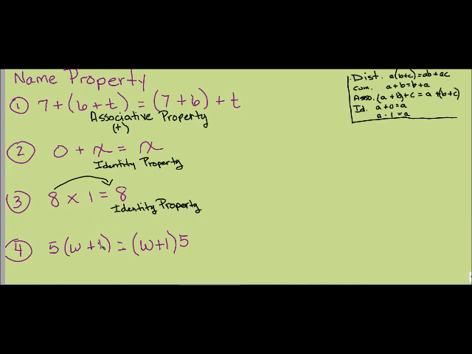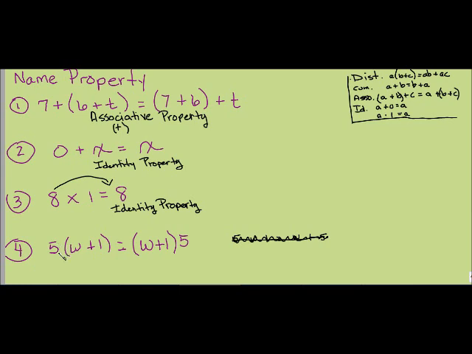Now let's take a look at this one. I have 5 times (W plus 1) on one side and W plus 1 times 5 on the other. They changed positions. So if I wrote it out like this, if I'm thinking the associative property, because there's 3 terms, I have a 5, a W, and a 1, and then a W, a 1, and a 5. That cannot be the associative because they changed positions. So definitely not the associative.